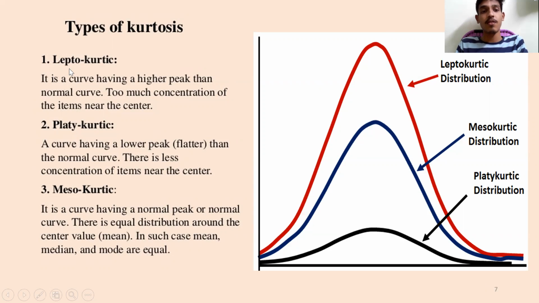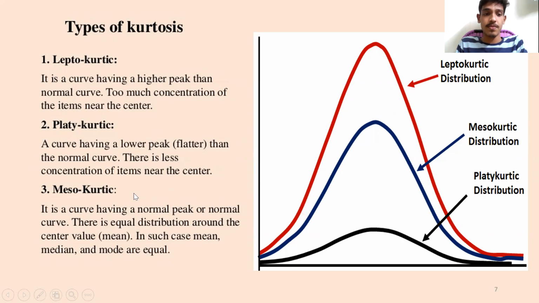So first of all, what is leptokurtic? It is a curve having a higher peak than the normal curve, with too much concentration of the items near the center. It means here. Next, platykurtic: a curve having a lower peak, flatter than the normal curve. There is less concentration of items near the center.